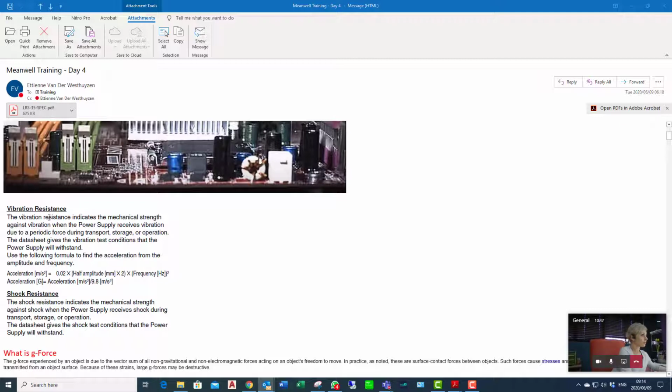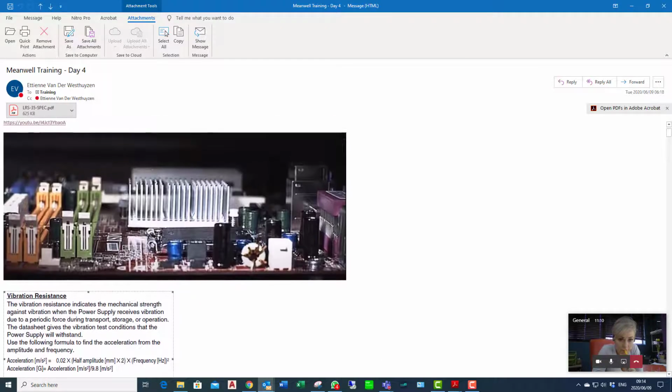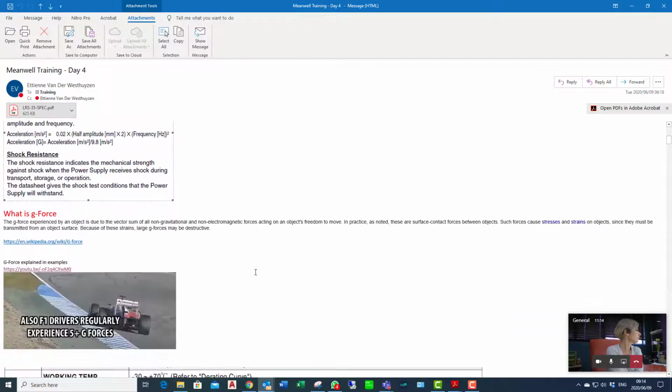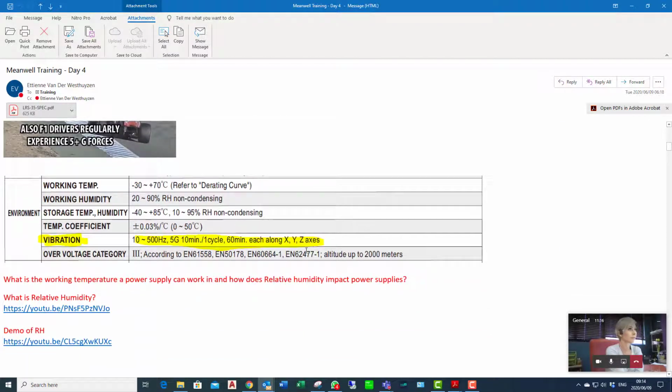So it says the vibration resistance indicates the mechanical strength against the vibration when the power supply receives vibration due to periodic force during transport, storage, or operation. So if they put the thing on a ship or an aeroplane or a truck, and someone takes a box and throws it, is that box going to damage the power supplies as it gets transported to us? So that's the portion of it, and obviously during the operations of it as well. Okay, so that's why they state it.